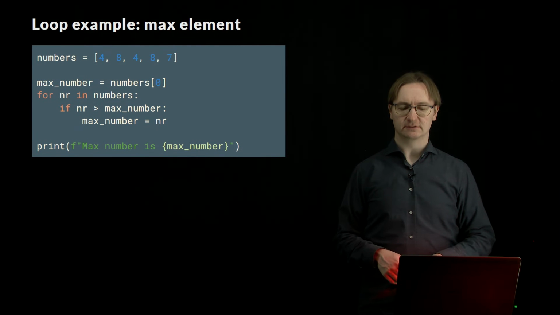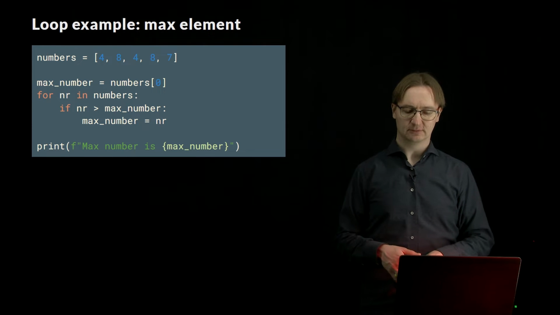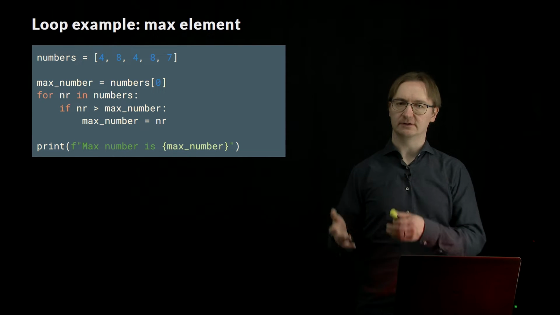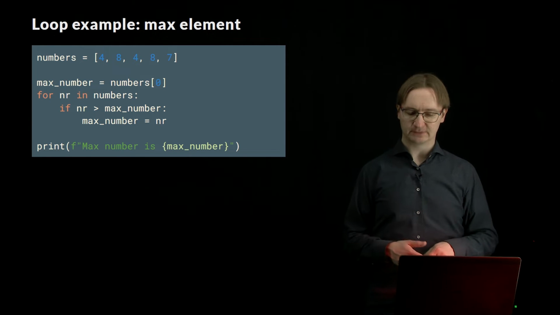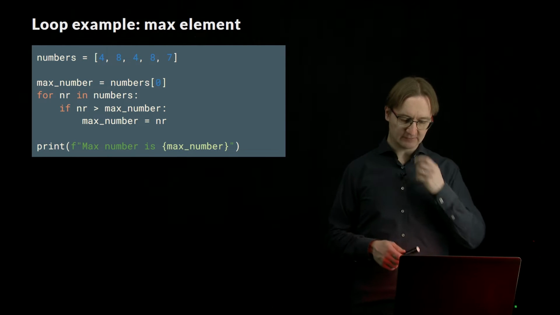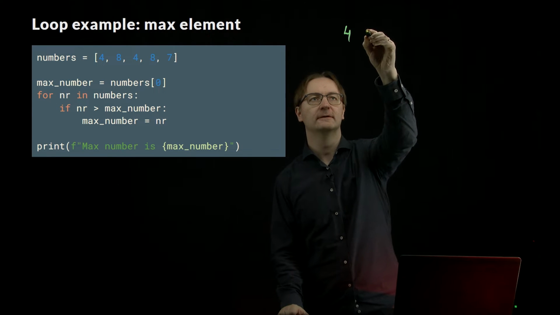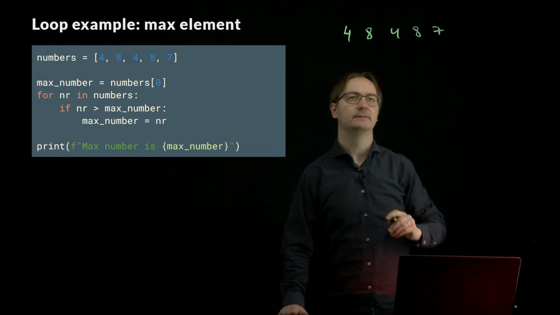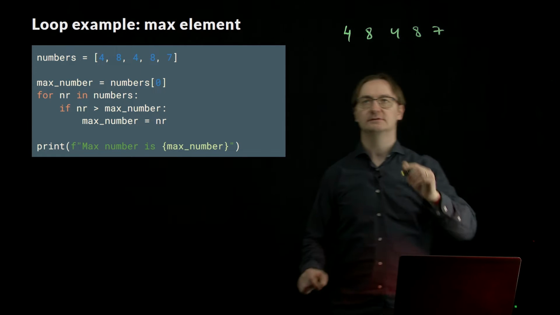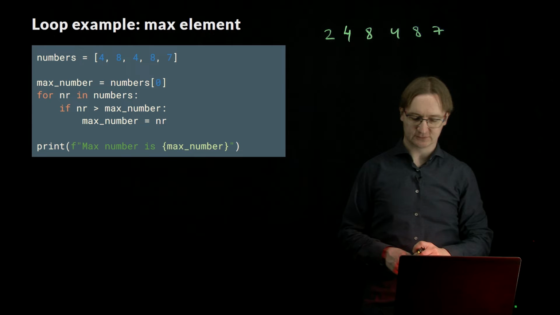Let's write a code for a problem where we want to find a maximum value from a list. So there is a list of numbers and we want to find out what is the maximum value in this list. And we have a list of numbers. So we have 4, 8, 4, 8, and 7. Let's add 2 here also, then we have more to change.